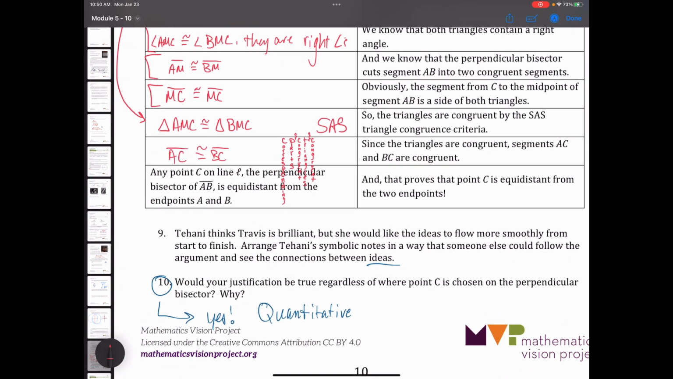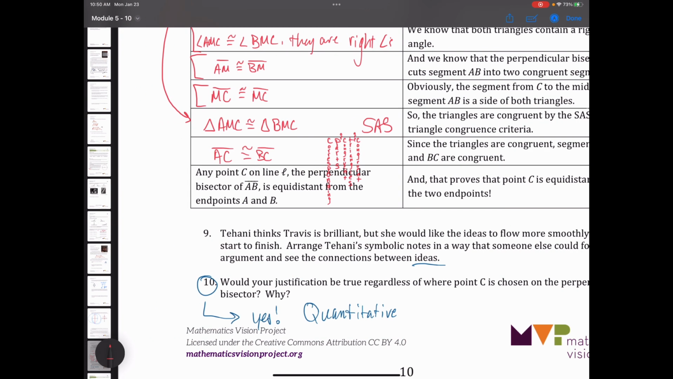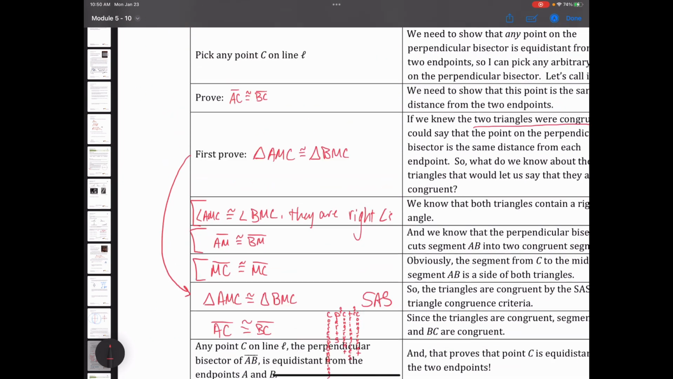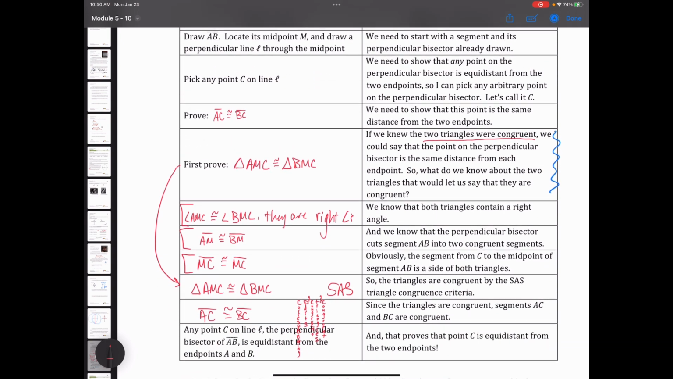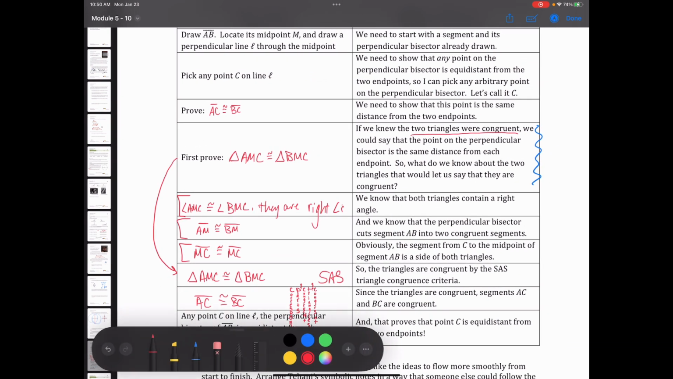Tahani thinks T-Rav is brilliant, but she would like the ideas to flow more smoothly start to finish. So now what you need to do is arrange Tahani's symbolic notes in a way that someone else could follow the argument and see the connection between ideas. So having it flow a little bit more simply. I'm chill with if we were to just put numbers beside these rather than rearranging. So what should we do first?